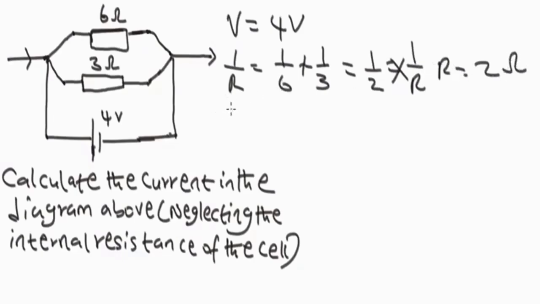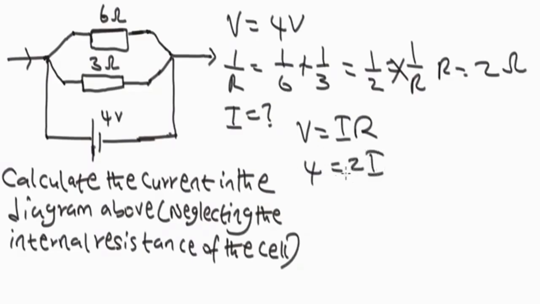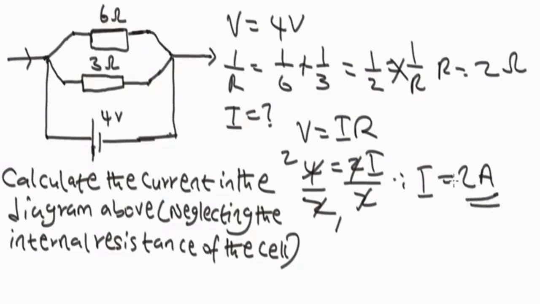Now, we are looking for our current. So current is unknown. To get the current, we are going to apply Ohm's law, which is voltage equals current times resistance. We have the voltage to be 4. Now we have the resistance to be 2. Current is unknown, so we have 2 times current. To make current the subject of the formula, we multiply by 2, so the current will be 2 ampere. It's as simple as that. Let's wipe this now and solve another problem.